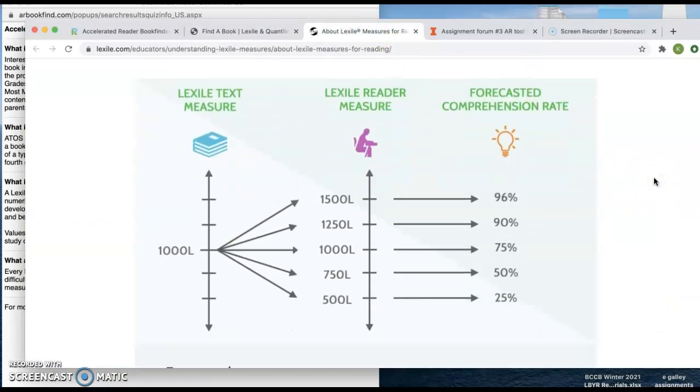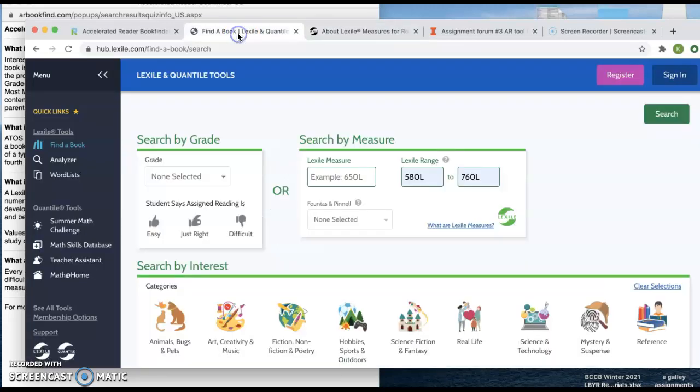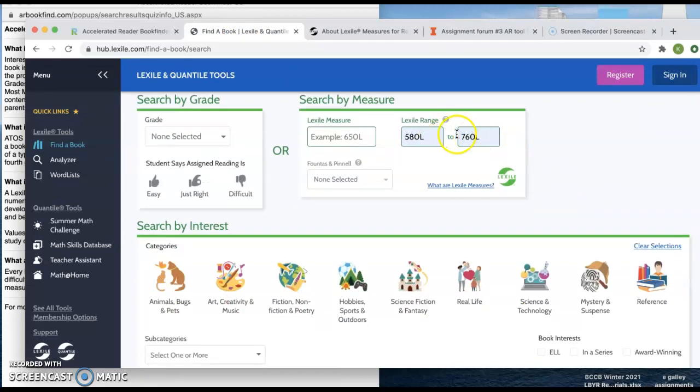And I like this in particular because here's the Lexile measure of that book, that's 680, not the 1000. And then here, it's a huge span that could be in that Lexile reader. And I think it's really interesting that they include the forecasted comprehension rate. So that's more of something that you can look at. It's not necessarily a huge tool that you need right now.